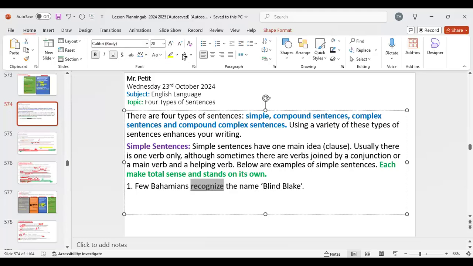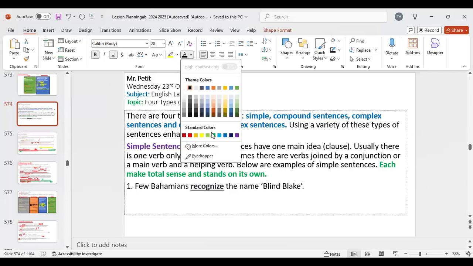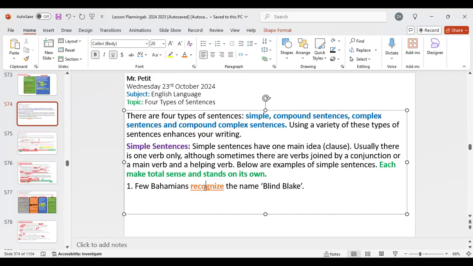What's the subject? Bahamians. Spell recognize. All right, so few Bahamians recognize the name Blind Blake. Okay, so next one. That's a simple sentence.